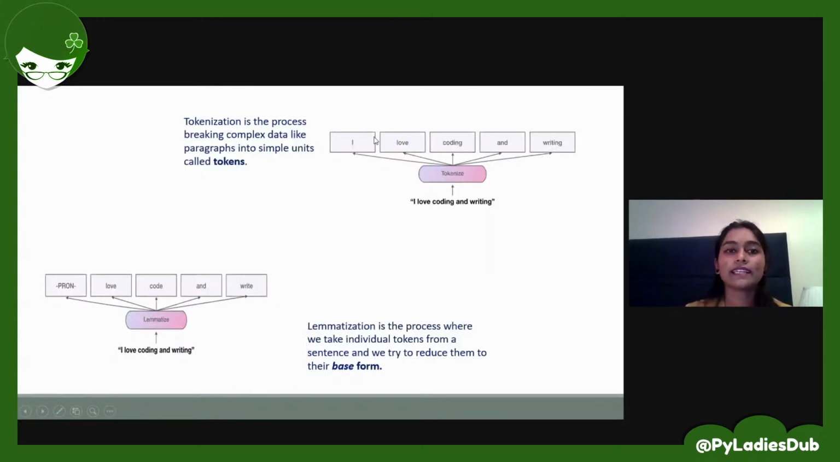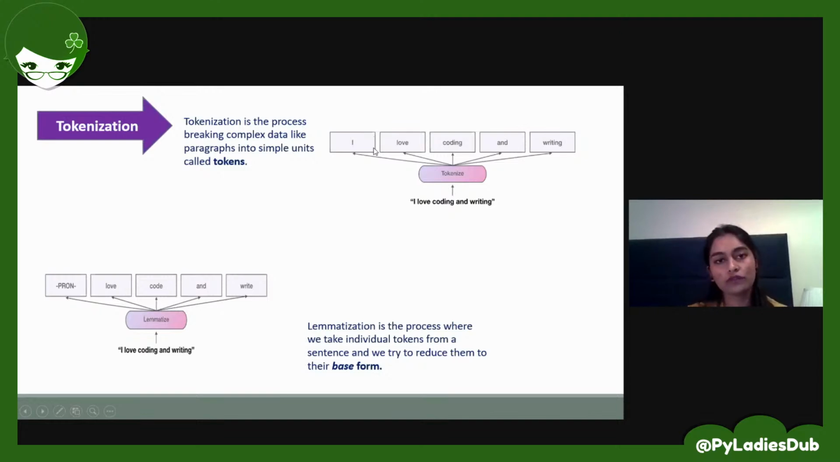In data cleaning, first comes tokenization. Tokenization is a part of data pre-processing, as a complete paragraph is very difficult for a machine to understand. So with the help of the tokenization technique, it converts the paragraph into simple units. For example, on the right-hand side, you can see the sentence 'I love coding and writing.' The I, love, coding, and writing are split into different tokens.